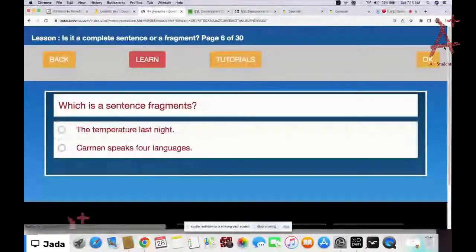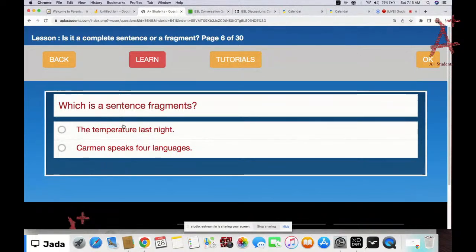Now, which is a sentence fragment? The temperature last night. Carmen speaks four languages. The temperature last night is the sentence fragment, because what happened to the temperature last night, we of course have no idea, right? But when it says Carmen speaks four languages, that's good. Carmen speaks four languages, that's a complete sentence. But the temperature last night, we do not know what happened to it. So yeah.